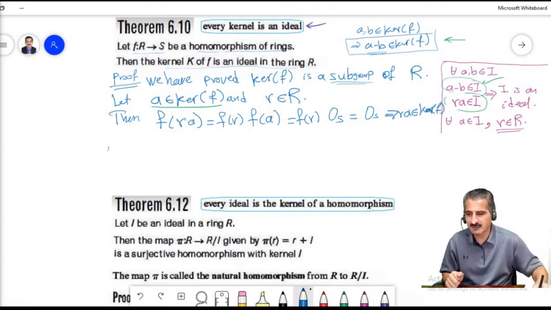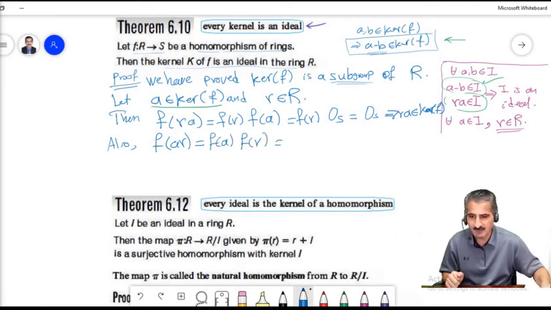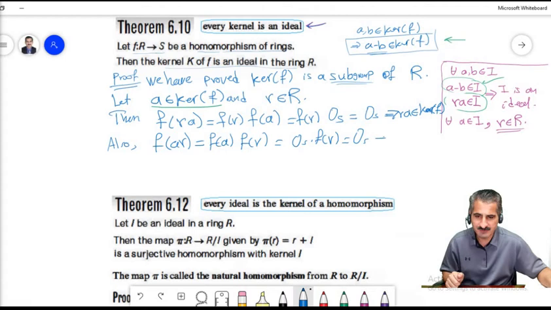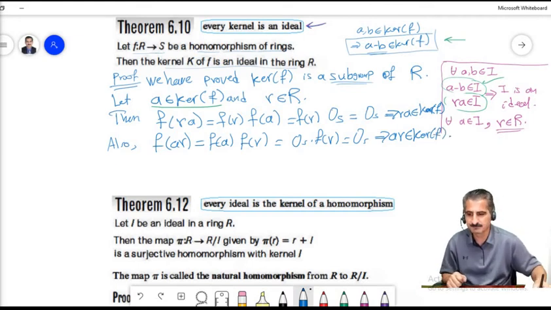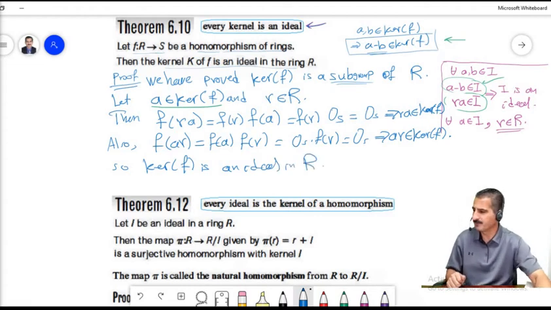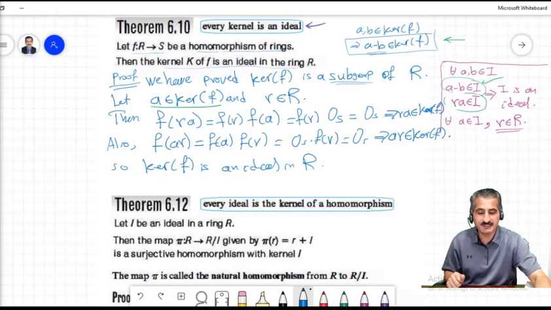Now we will show also that f of ar equals 0. Since f is a ring homomorphism, similarly we have the same thing, and this is 0 in S, and we have a times r belongs to the kernel of f. And then we are done. So the kernel of f is an ideal in the ring R. Okay, good. So every kernel is an ideal.